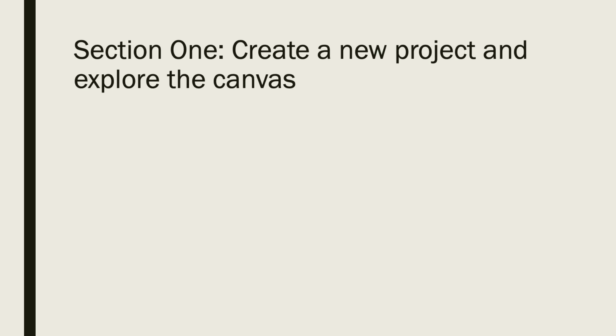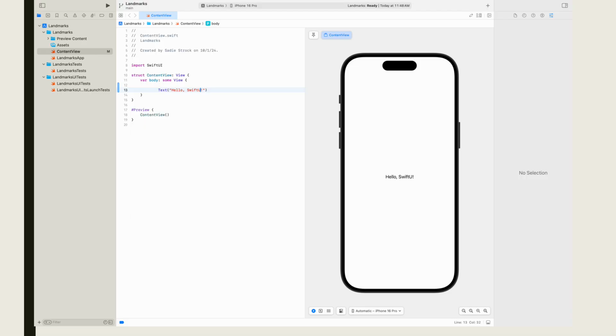For Section 1, create a new project and explore the canvas. In this section, I learned how to create projects and what type of templates I can use, where to save my files, and how to name them properly so I can pull them up when doing coding. I was also able to adjust the text on this, as well as getting familiar with the settings themselves.